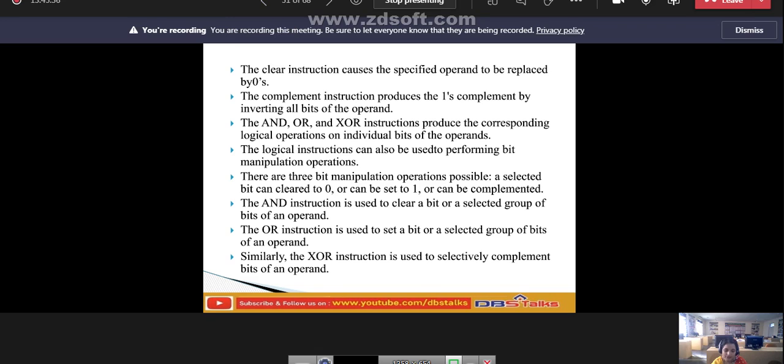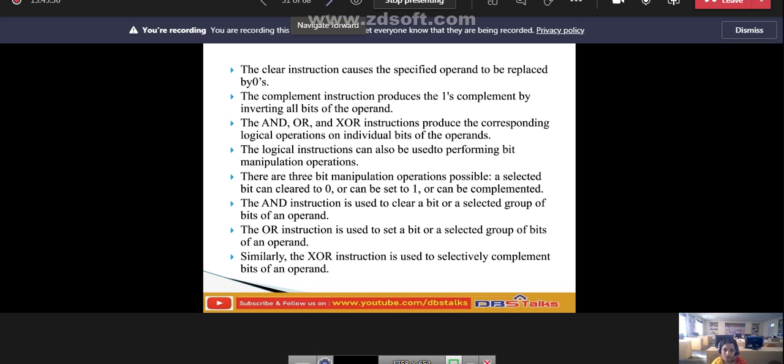The AND instruction is used to clear a bit or selected group of bits of an operand. The OR instruction is used to set a bit or a selected group of bits of an operand. Similarly, the XOR instruction is used to selectively complement bits of an operand. So these are the 3 bit manipulation operations that are possible.